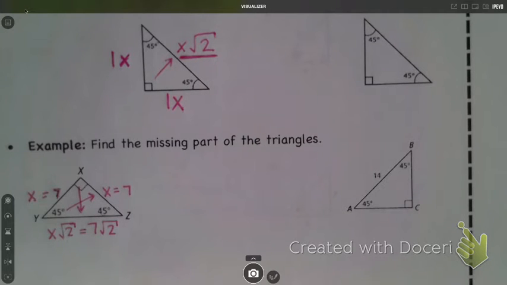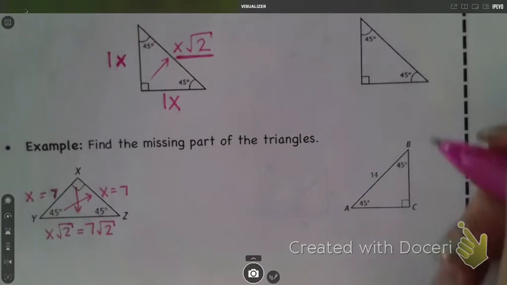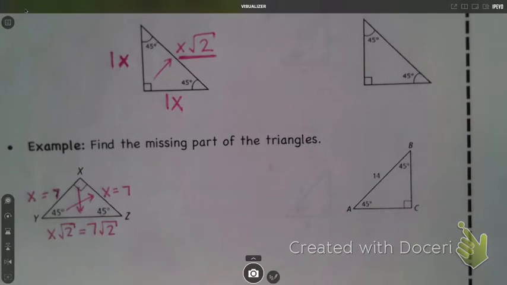Where'd you get x from? It gave me 7. Where'd you get a 7 from? It gave me 7 in the problem. Oh. Okay. So what happens if... Nope, we're getting into the what-ifs.